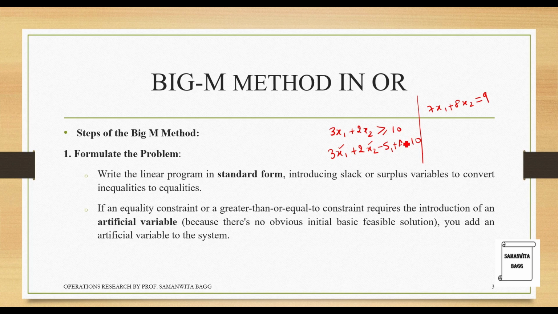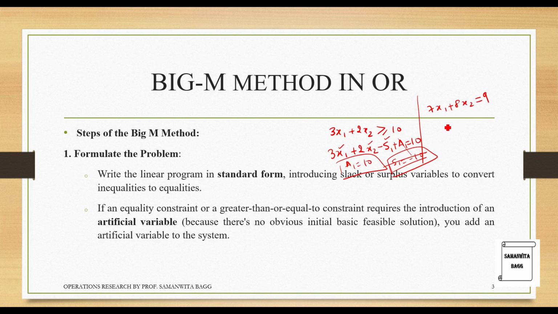If I assume a1 as 0, or when I don't write a1, s1 will take the value minus 10. This will violate the non-negativity constraint that these variables should be greater than or equal to 0. So along with x1 and x2, we also assume s1 as 0, and then we get the value of a1 as 10. That is the reason why we introduce an artificial variable into the system.